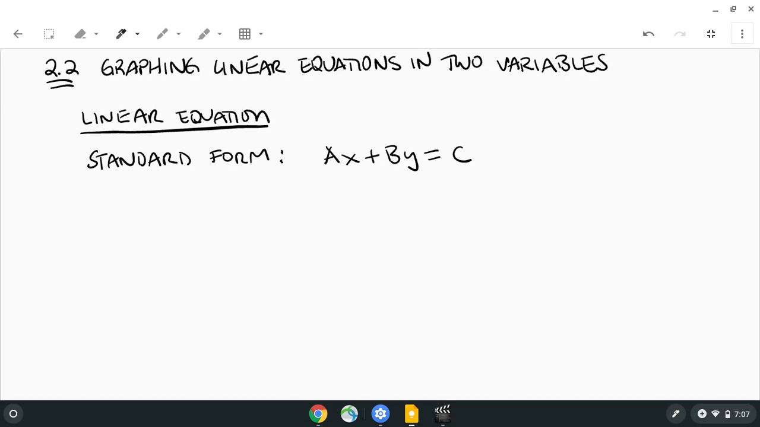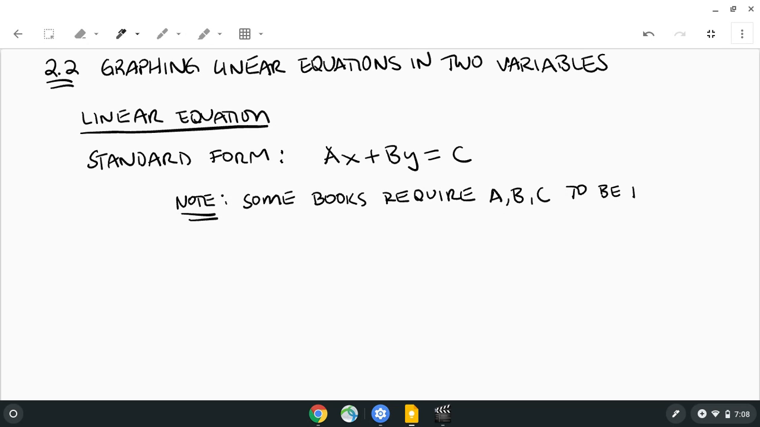Note that some books require A, B, and C to be integers, meaning you can't have any fractions. So no fractions, no decimals.